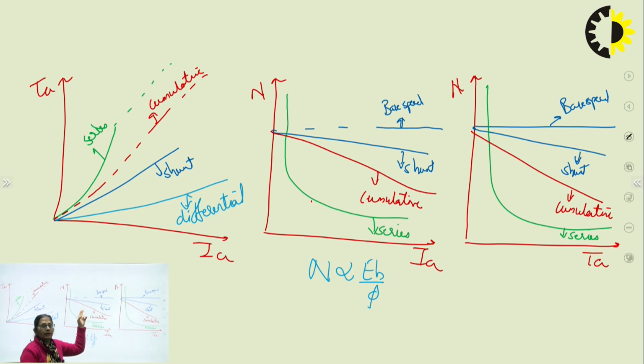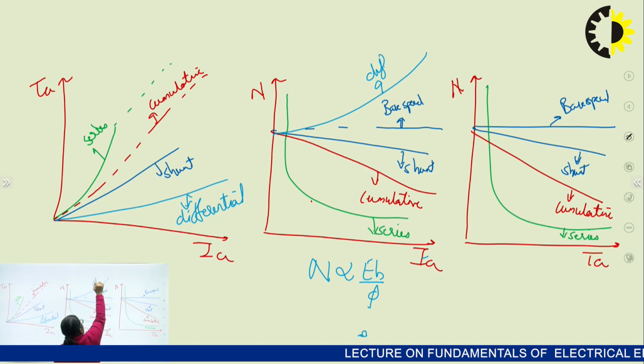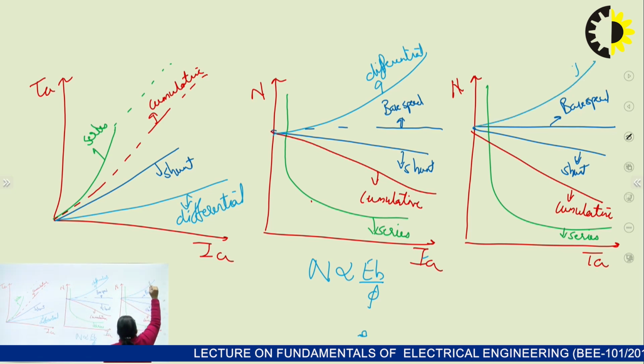Let that be shunt, let that be cumulative, let that be series. The speed is decreasing, right? But in case of differential, it shows us the reverse characteristics. With the increase in the armature current, the flux, which is proportional to armature current, gets decreased every time, so there will be an increase in the speed. It is a differential motor. That means with the increase in the load, there is an increase in the speed, which is not the regular nature of the motor. And the same kind of graph we used to get in case of differential.